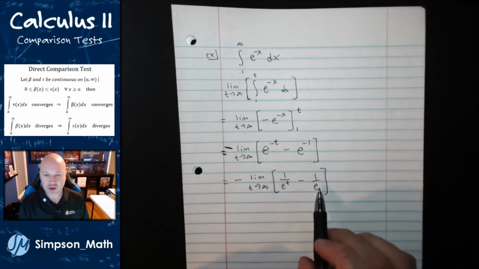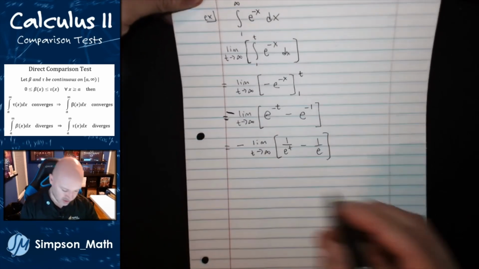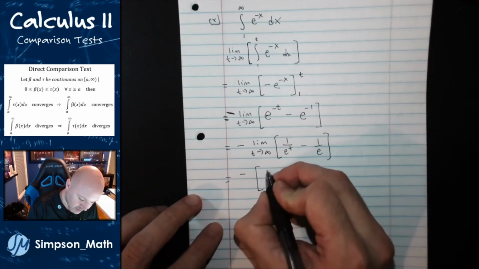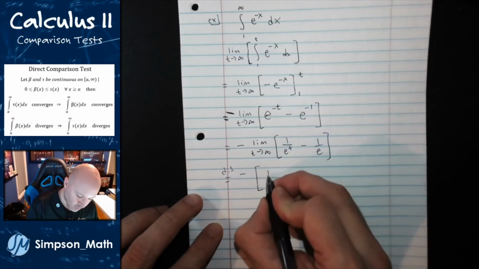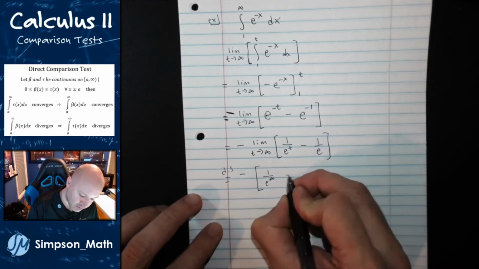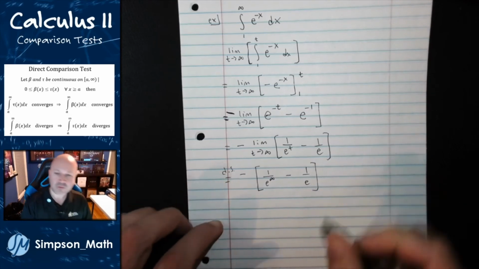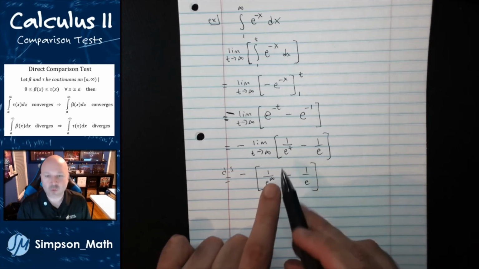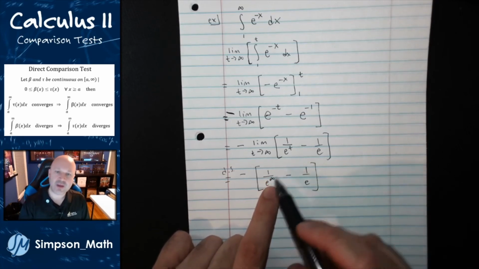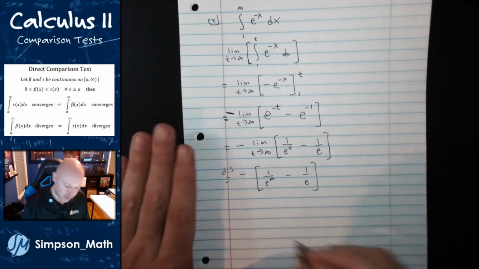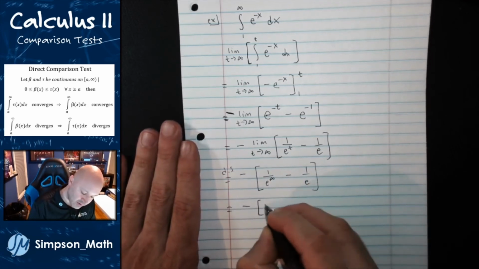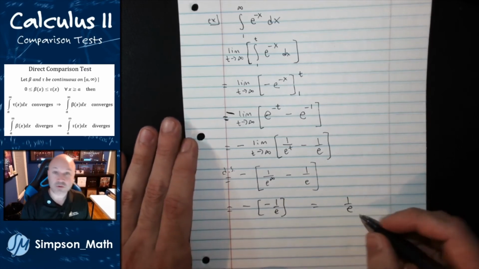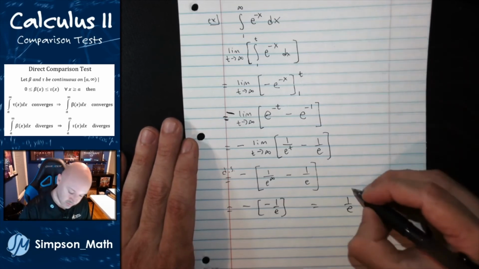The limit of a number is that number. So really I just have this. Direct substituting. 1 over e to the infinite power minus 1 over e still. Well, e to the infinite power is infinity. 1 over infinity, the biggest number I can think of. This limiting process is going to make that go to 0. So I have a negative 1 over e. Oh, so this integral converges.